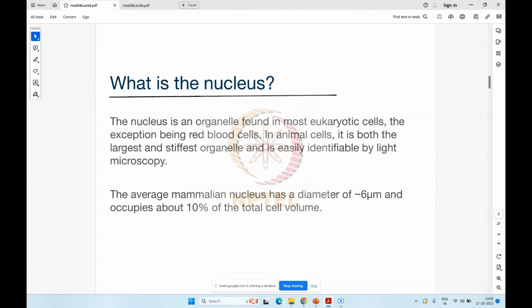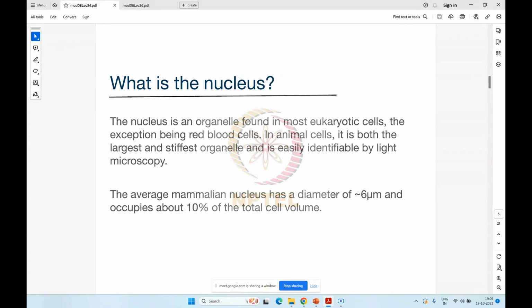Now coming to the nucleus. The nucleus is found in almost all eukaryotic cells except for red blood cells. That's another story. Red blood cells in their immature, erythrocytic state have a nucleus. However, they lose the nucleus for other benefits. So the red blood cells do not have a nucleus, whereas every other cell in the body has it.